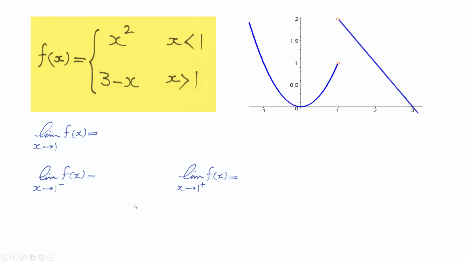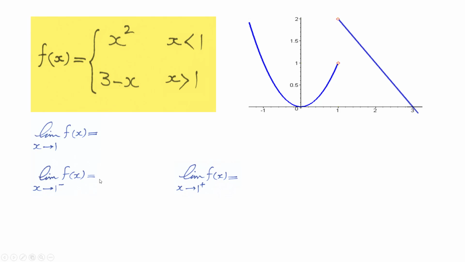First, note how I read these two notations. Limit of f of x as x approaches 1 from the left. Limit of f of x as x approaches 1 from the right. This notation means that values of x are very, very close to 1, but their values are less than 1. And this notation means that values of x are very, very close to 1, but their values are greater than 1.